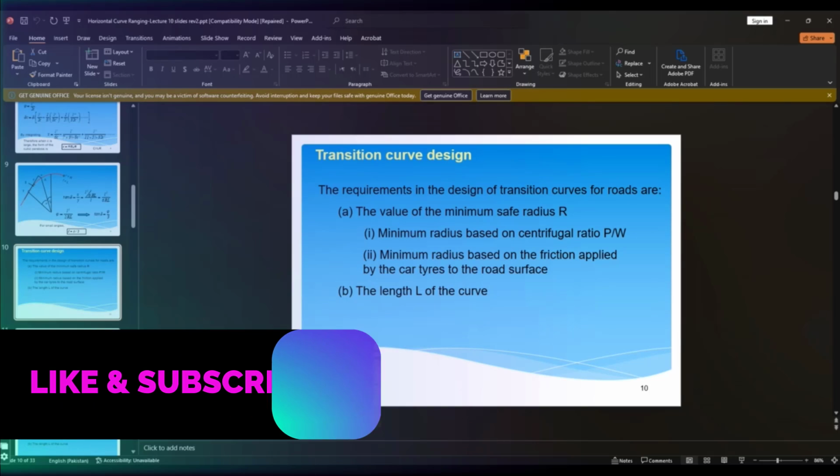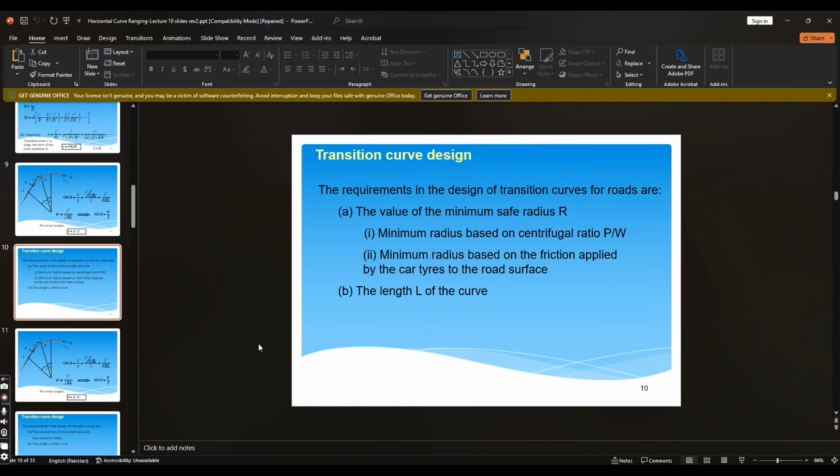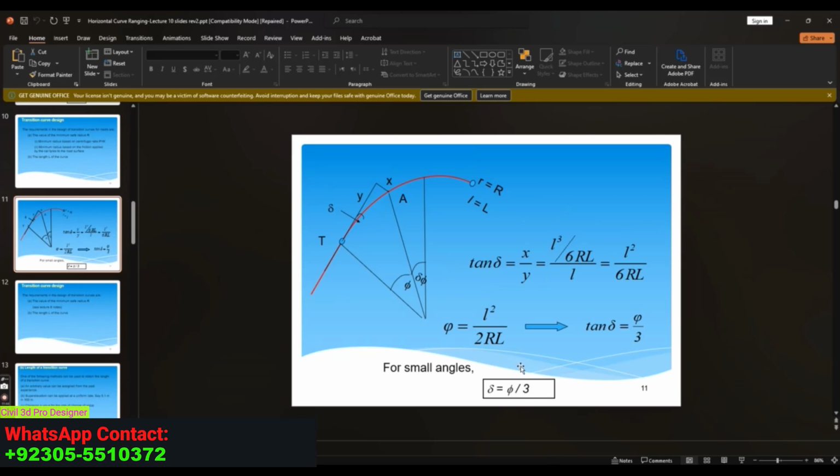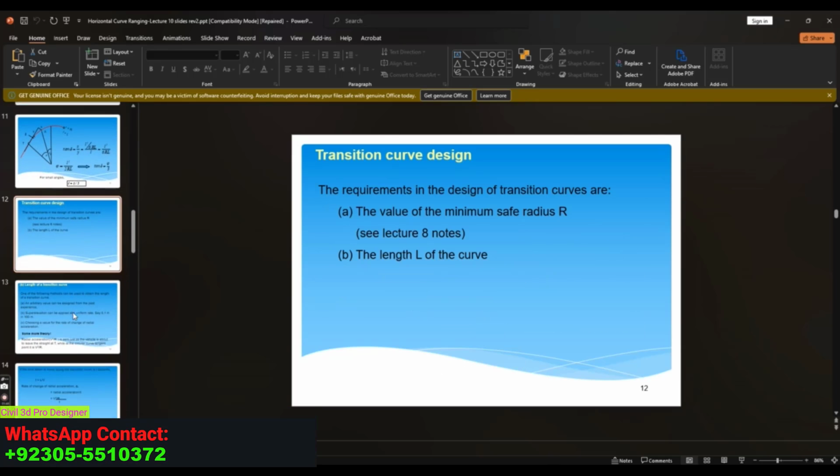For requirements in the design of a transition curve on roads, the value of the minimum safe radius should be considered: minimum radius based on centrifugal ratio, minimum radius based on the friction applied by the car tires on the road surface, and another thing to be considered is the length of the curve. You can use these equations.